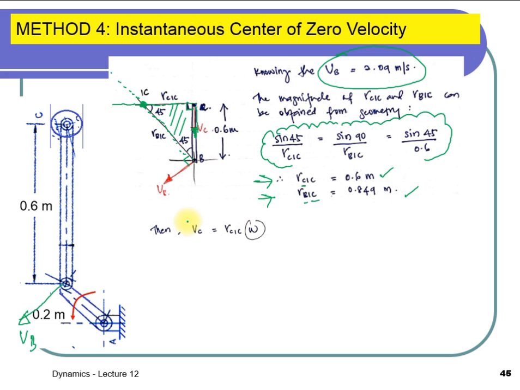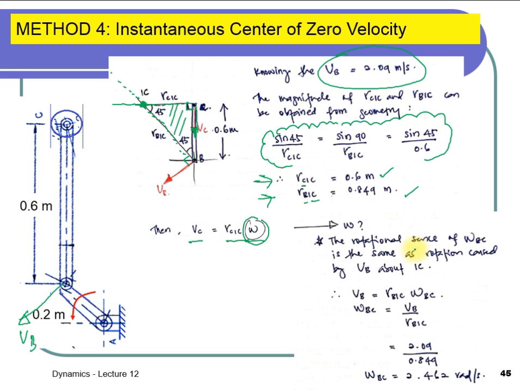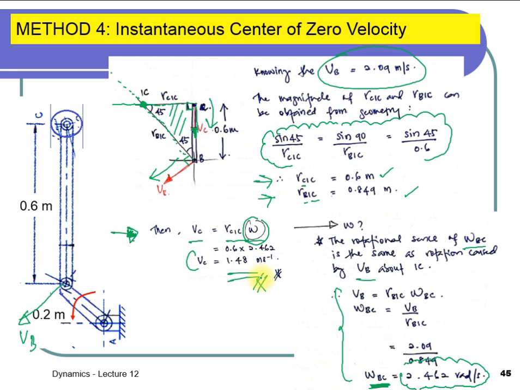Okay, the next one, from the equation VC equals RCIC times omega, omega you don't know, so you need to find it. The rotational sense of omega BC is the same as the rotation caused by VB about the instantaneous center, meaning that the rotation is in this direction. Then from this equation you can reveal the angular velocity omega BC. By putting this into the equation over here, you will get the velocity of C equal to 1.48. Okay, thank you very much.